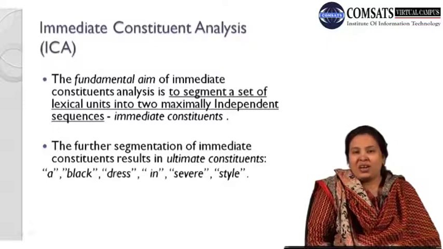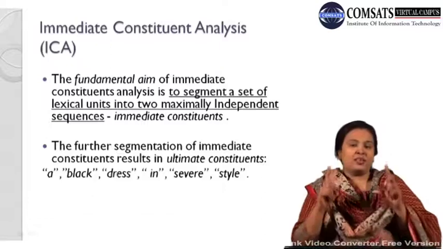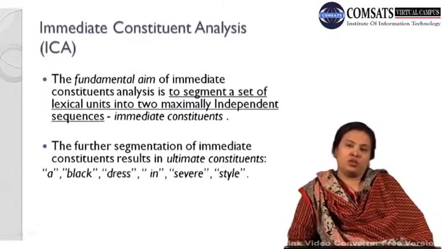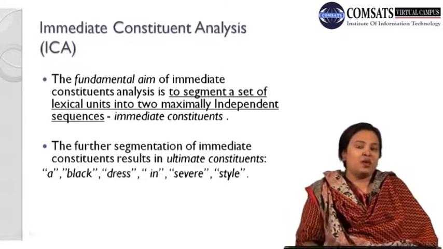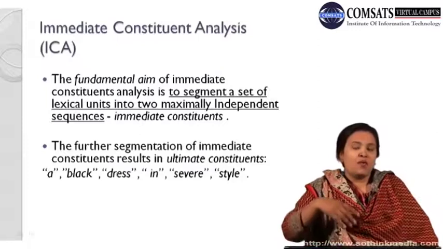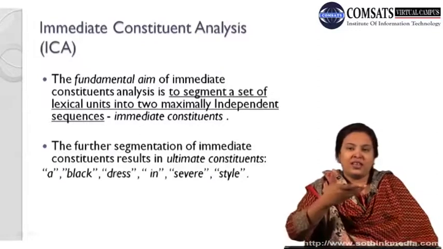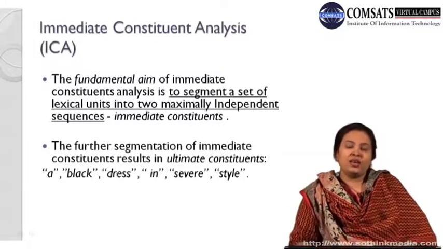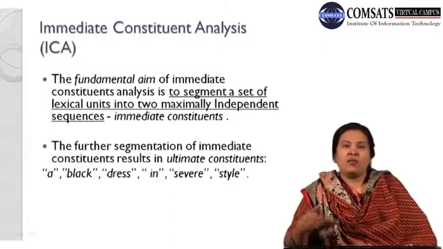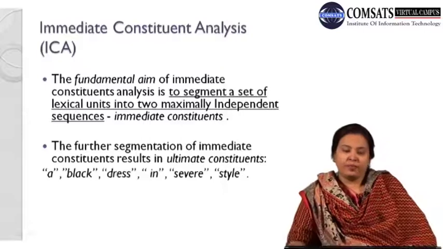At the first level you have a single unit, a single sentence, and at the second level you get two immediate constituents. At the third level you get two further immediate constituents of every single constituent at the second level. This way you keep on having this binary division from one level to the other.